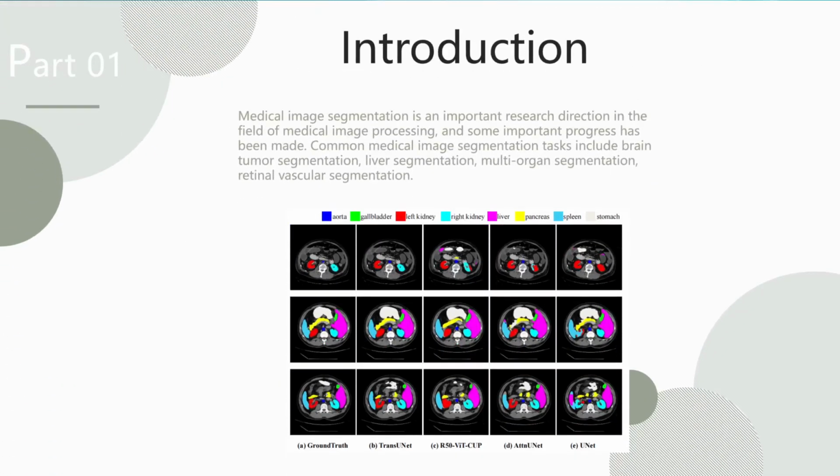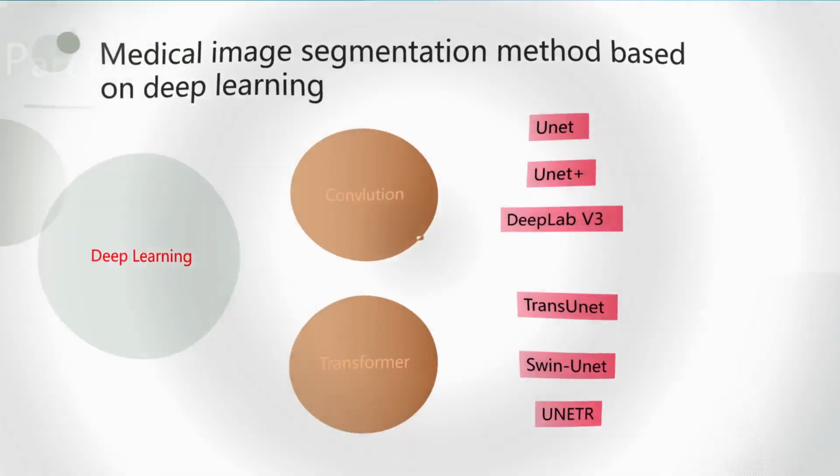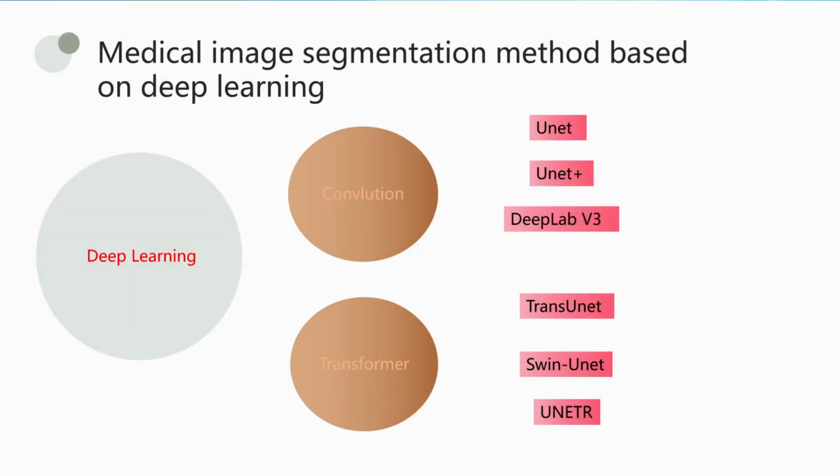Medical image segmentation is an important research direction in the field of medical image processing, and some important progress has been made. Common medical image segmentation tasks include brain tumor segmentation, liver segmentation, multi-organ segmentation, and retinal vascular segmentation. Medical image segmentation methods based on deep learning can be roughly divided into two types. One is based on convolutional neural networks; commonly used ones include UNet and UNet++. The other type is based on transformers, which includes newly proposed networks such as TransUNet and SwinUNet.